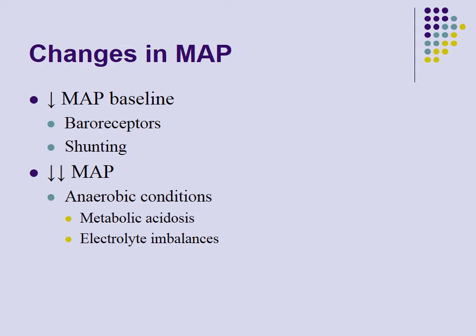As my mean arterial pressure continues to drop, now let's say I'm down 10 or 15 points or even more, we're going to start seeing some anaerobic conditions start to occur because now my body is starting to retain more lactic acid. And so what's going to end up resulting from all the changes that occur is I'm going to end up in metabolic acidosis, and I'm going to end up with some electrolyte imbalances, and we'll talk specifically about what those are.